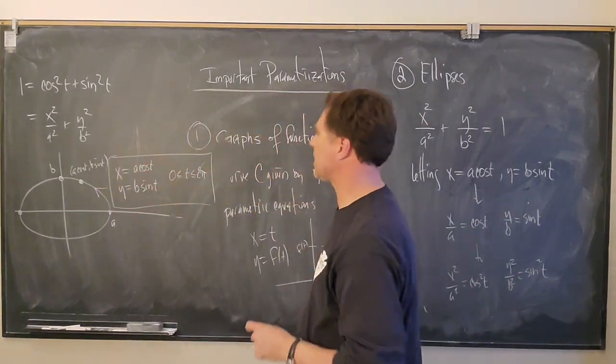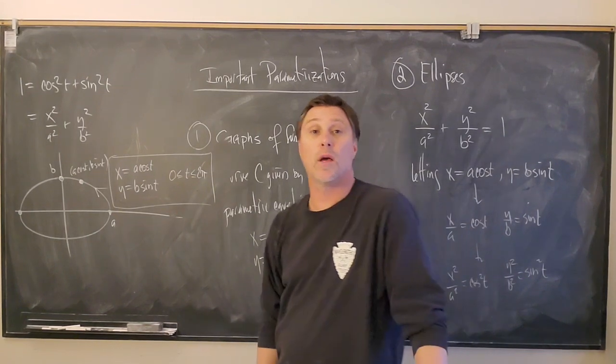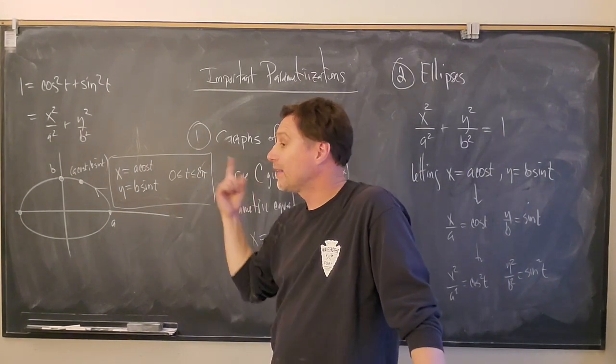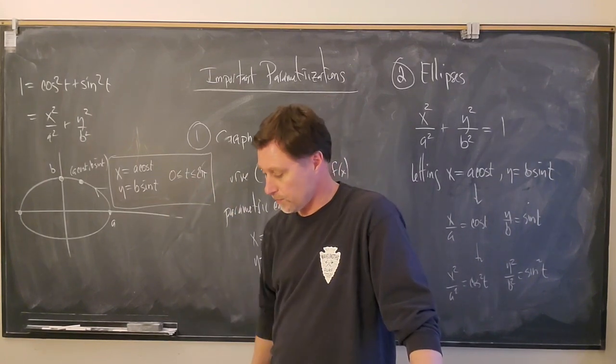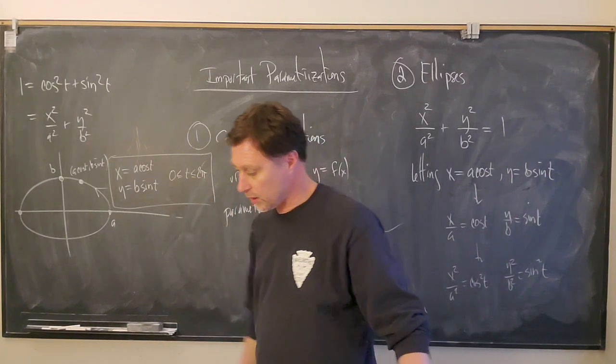There is a special case when a equals b. What do you get? Well, then you get a circle of radius a. So remember, a circle is a special kind of ellipse. It's where a equals b. So you can parameterize circles using this.